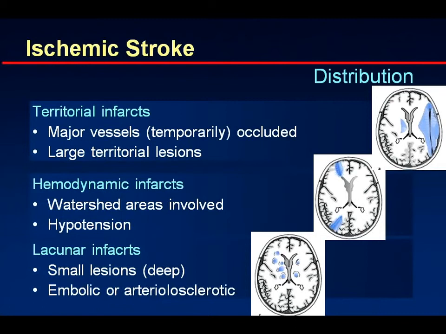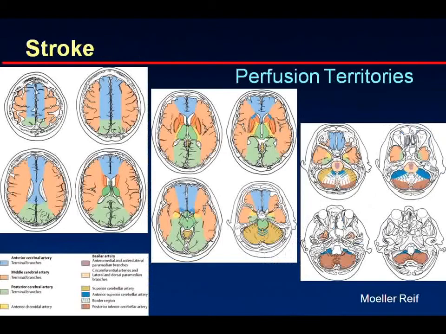So if blood pressure drops massively and you have a bad vascular status, these areas are the first ones that do not get enough blood. This can also involve the deep areas within the white matter. Lacunar infarcts are small lesions, usually in the deep white and gray matter, and they can be either embolic or arteriosclerotic, depending on the origin. So small vessel disease can cause that, but also small emboli, a shower of small emboli might also cause that.